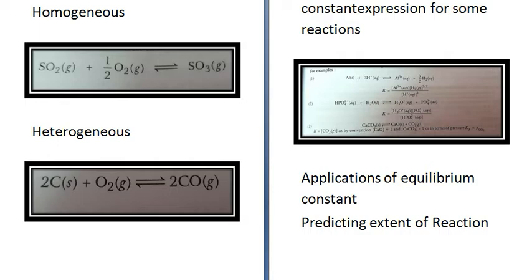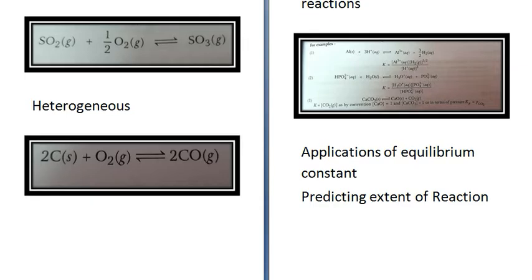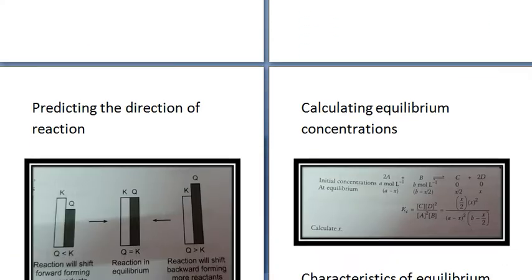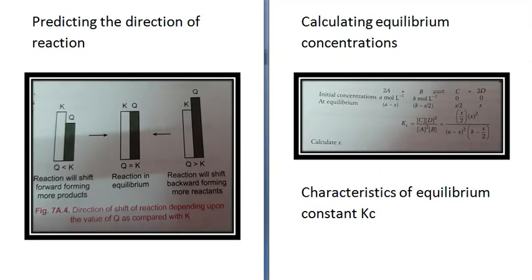If K is equivalent to 1, then concentration of reactants and products are nearly the same at equilibrium. And if K is very small, that is less than 10 to the power minus 3, then hardly any product will be formed and the reaction will proceed in backward direction. So this is the first application. But just by looking at the value of K, you can predict whether the reaction will proceed in forward direction or backward direction. Second is predicting the direction of reaction.